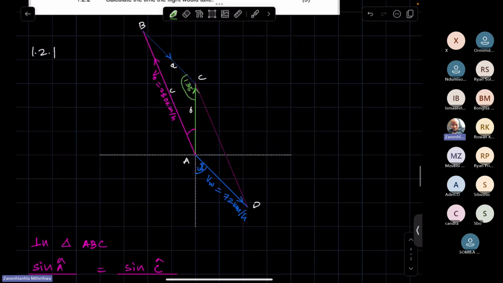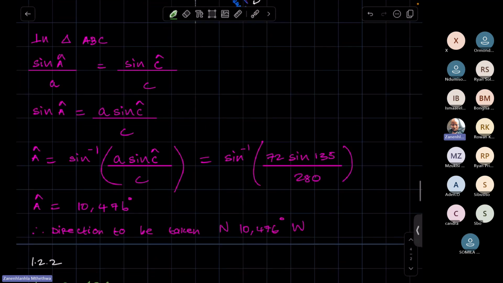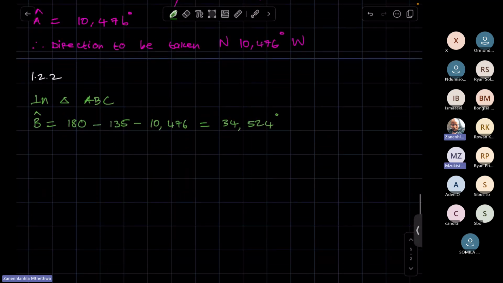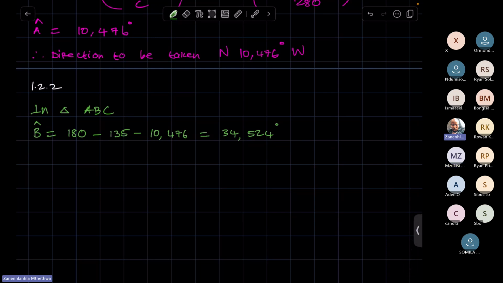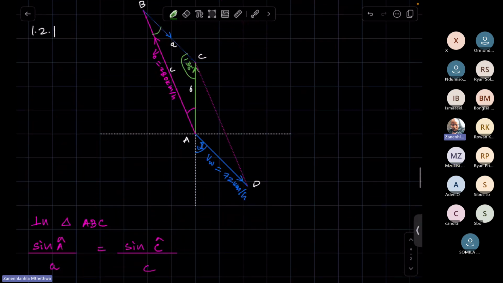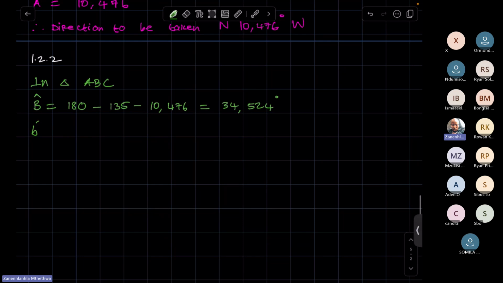Now this angle is this one here. This angle is obviously an included angle. It is between two vectors that we know the magnitude of. So we are able to use the cosine rule. In using the cosine rule, we're looking for b essentially. So you simply say b squared is equal to a squared plus c squared minus 2ac cos B.